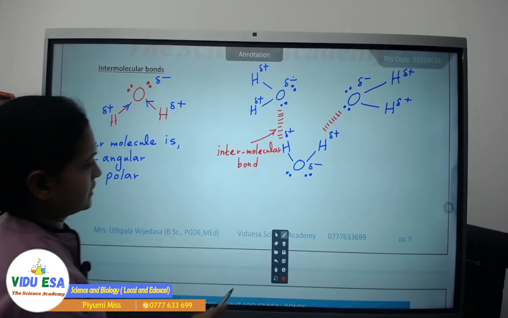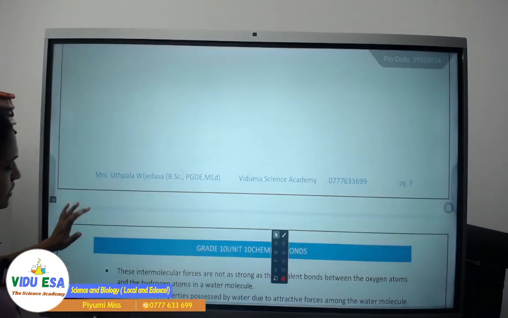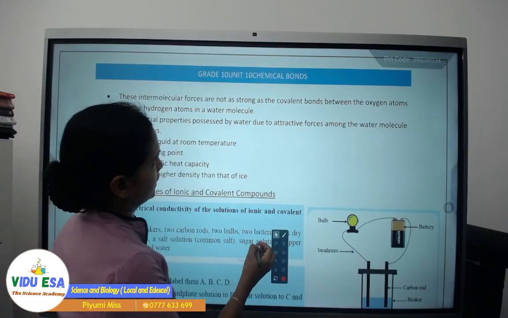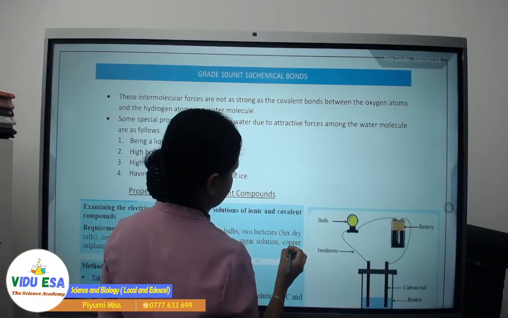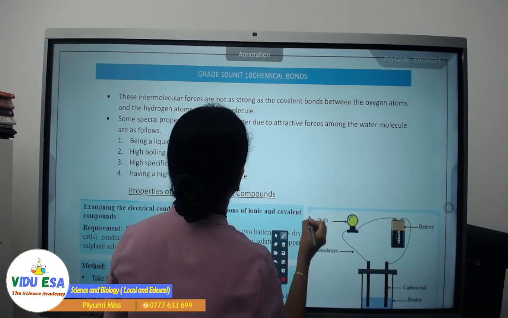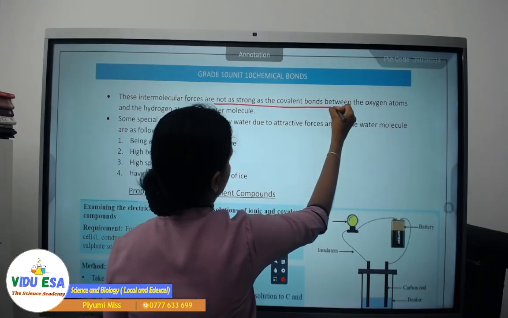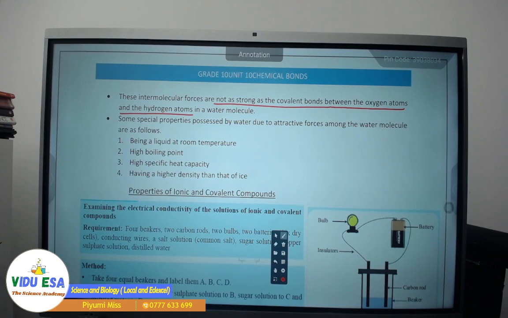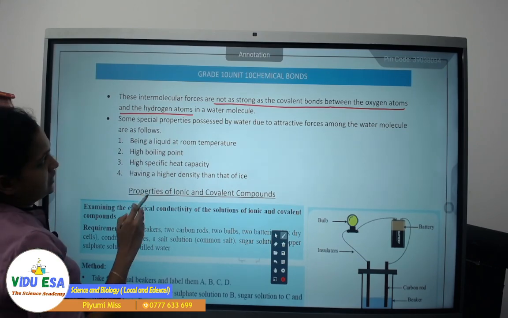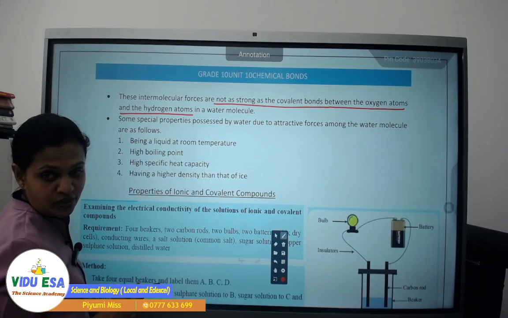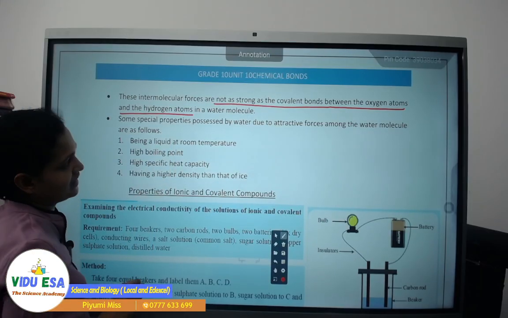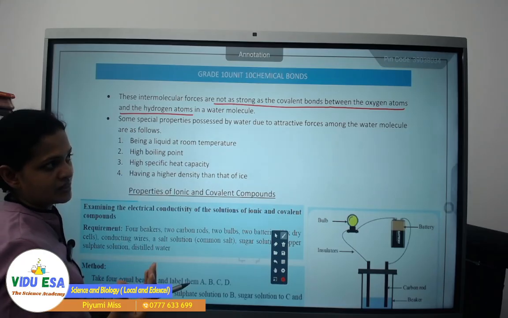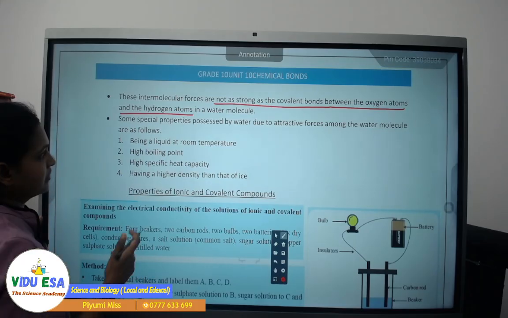Then you are given the description here on the next page. These intermolecular forces are not as strong as the covalent bonds, right? Not as strong as the covalent bonds between the oxygen atoms and the hydrogen atoms in a water molecule. Some special properties possessed by water. A very popular question, right? What are the special properties possessed by water due to the presence of intermolecular forces?